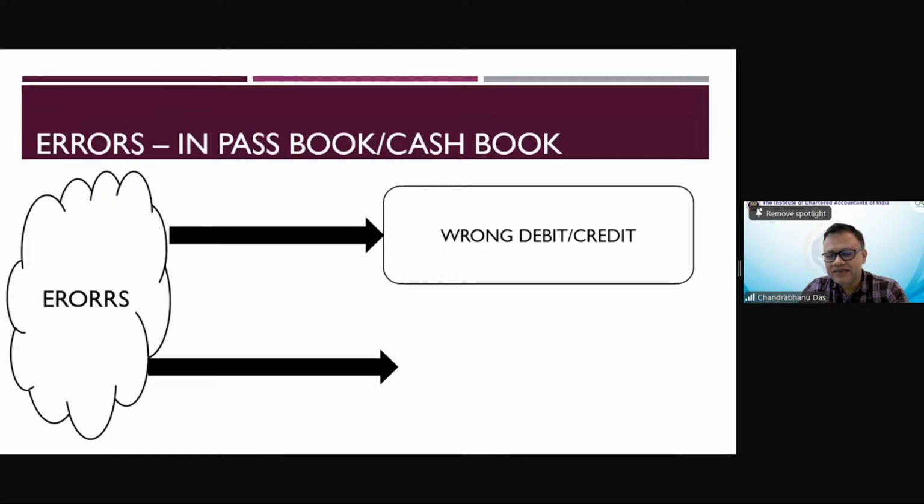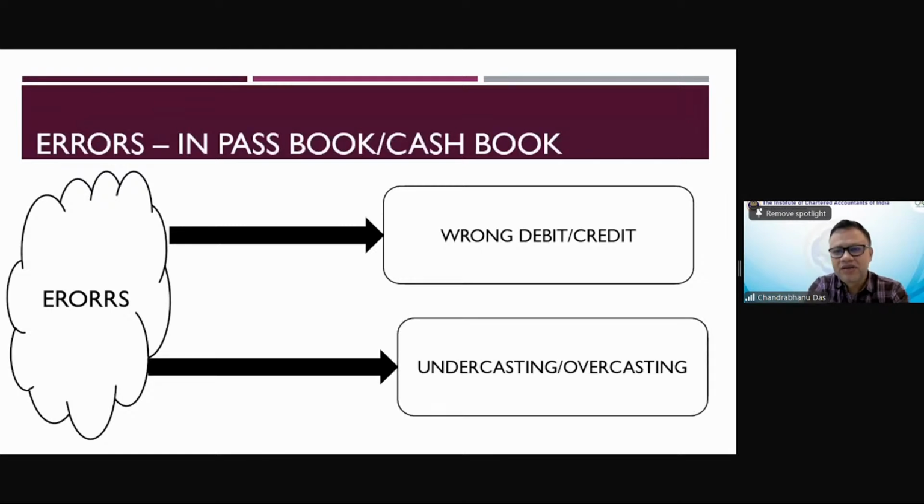This is a very minor thing, but anyway, it creates confusion also. The questions will be such that the student's knowledge is tested through these means. One is a wrong debit or credit, and another is undercasting or overcasting. So wrong debit and credit can be there. Okay, you are a human being. Undercasting, overcasting, totaling can be wrong. I think if you have studied rectification of errors, totaling can also be wrong. So debit and credit can be wrong, and totaling can also be wrong.